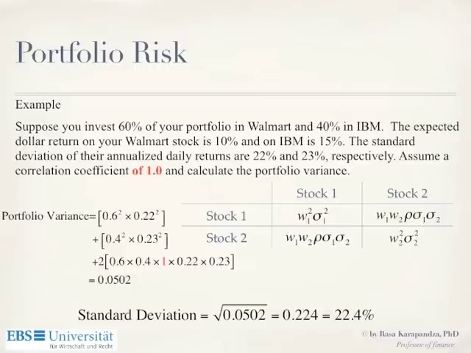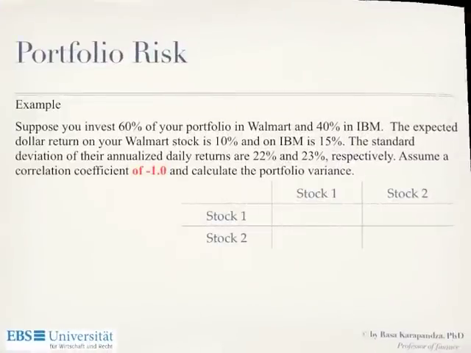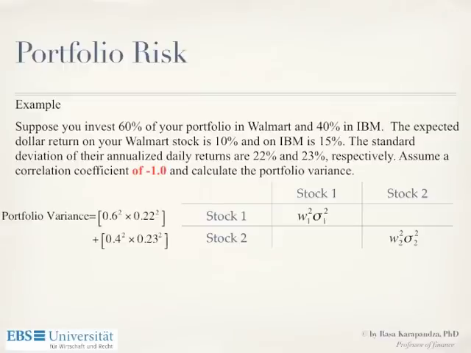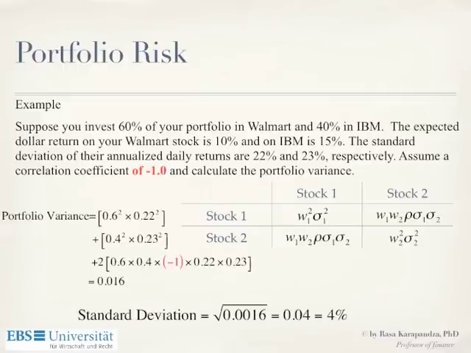Now let's observe what happens if the correlation coefficient is actually -1. We do exactly the same thing. The first two elements are the same. The last element is changing. It goes to -1. Actually, here it should be 0.016 as here. And you will see that if the correlation coefficient is -1, then the risk, the standard deviation, goes just to 4%. It's a tremendous decrease in risk.